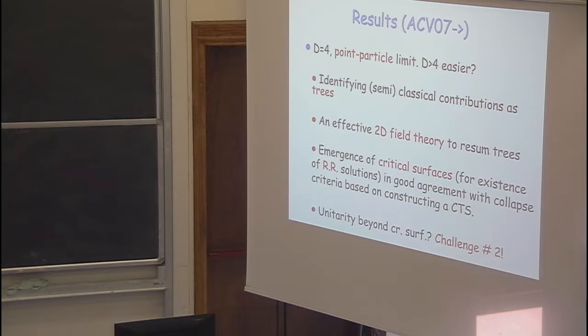On the negative side, you seem to lose unitarity as you go on the other side of those critical surfaces. And to understand this is a big challenge. I call it challenge number two. We don't know. Perhaps it's because we concentrated on regular complex solutions. Maybe one should have taken instead real singular solutions. And in that case, maybe some string theory modification of the singularity would be necessary in order to recover unitarity. So this is a program that was abandoned about 10 years ago, but at some point we want to go back to it.